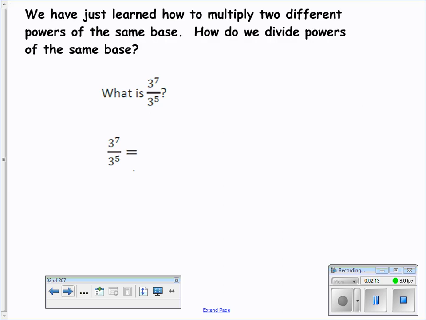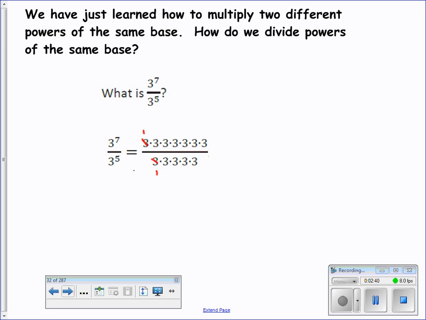Now, if I try to figure out what we did today, I now have a division, 3 to the 7th divided by 3 to the 5th. I had asked you to write it out using expanded form, so I have 3 times 3 times 3 times 3 times 3 times 3 times 3, and at the bottom I have 3 multiplied by itself 5 times. I am allowed to simplify.